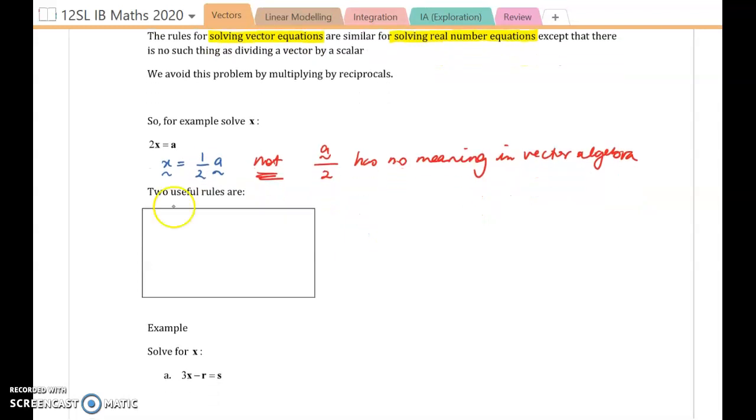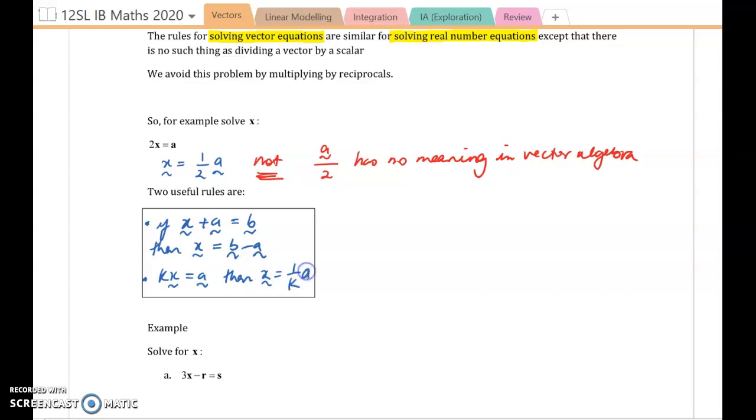Other useful rules, if you've got vector x plus a and that equals b, then for vector x, it would just be b minus a. So like solving any other equation. Similarly, if kx equals a, then x is equal to 1 over k a, right? I'll just put in here where k is a scalar.